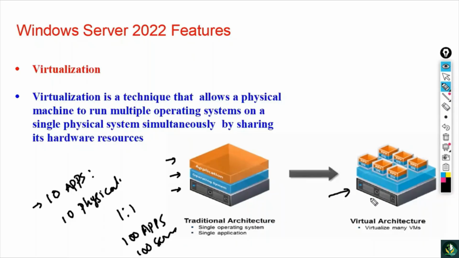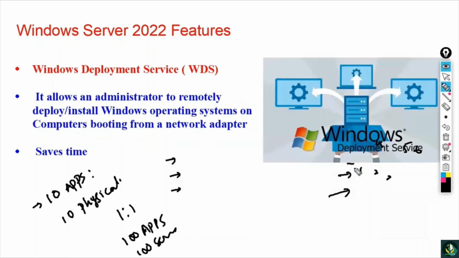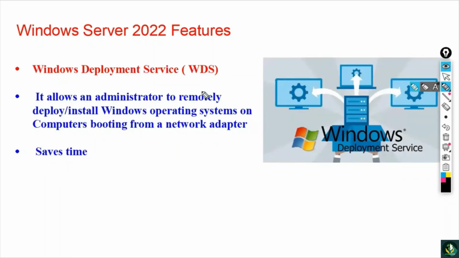What you will do is take one physical server and install a virtualization software. On top of this virtualization software, you will create multiple virtual servers. In this example, you can see we have created 1, 2, 3, 4, 5, 6 virtual machines. On top of these 6 virtual machines, we have installed the operating systems, and it has one more feature called Windows Deployment Service.